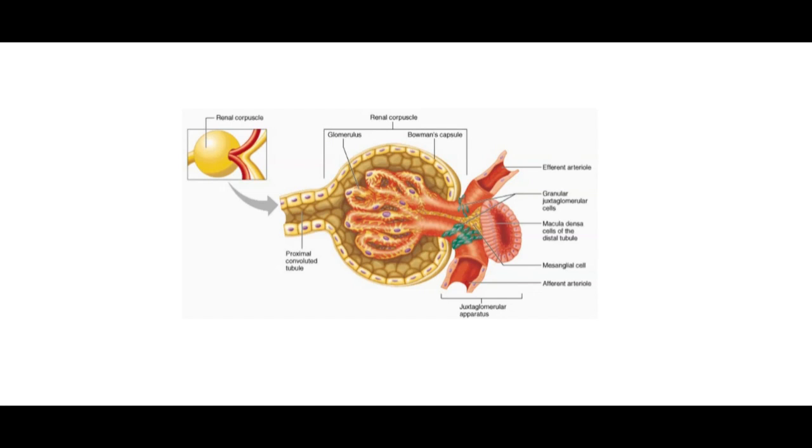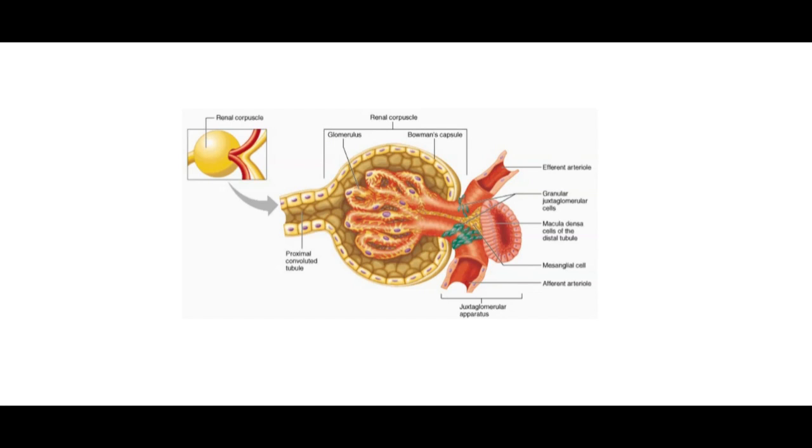Before we do that, though, I do want to point out a couple of quick parts here. We have what's called your mesangial cells that are present in between your afferent and efferent arterioles.